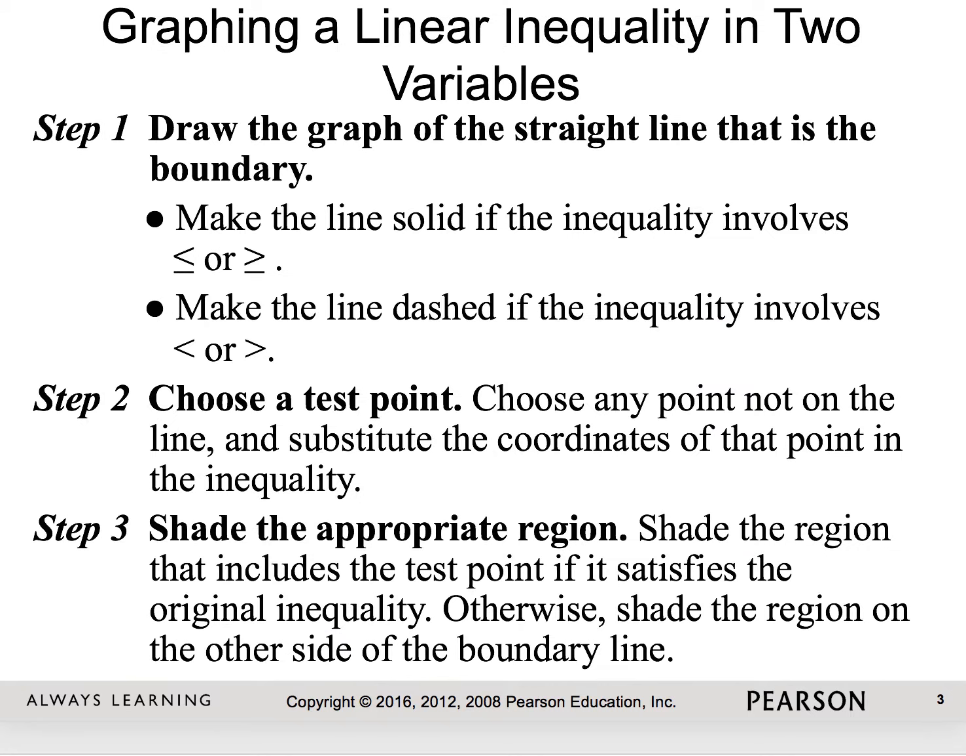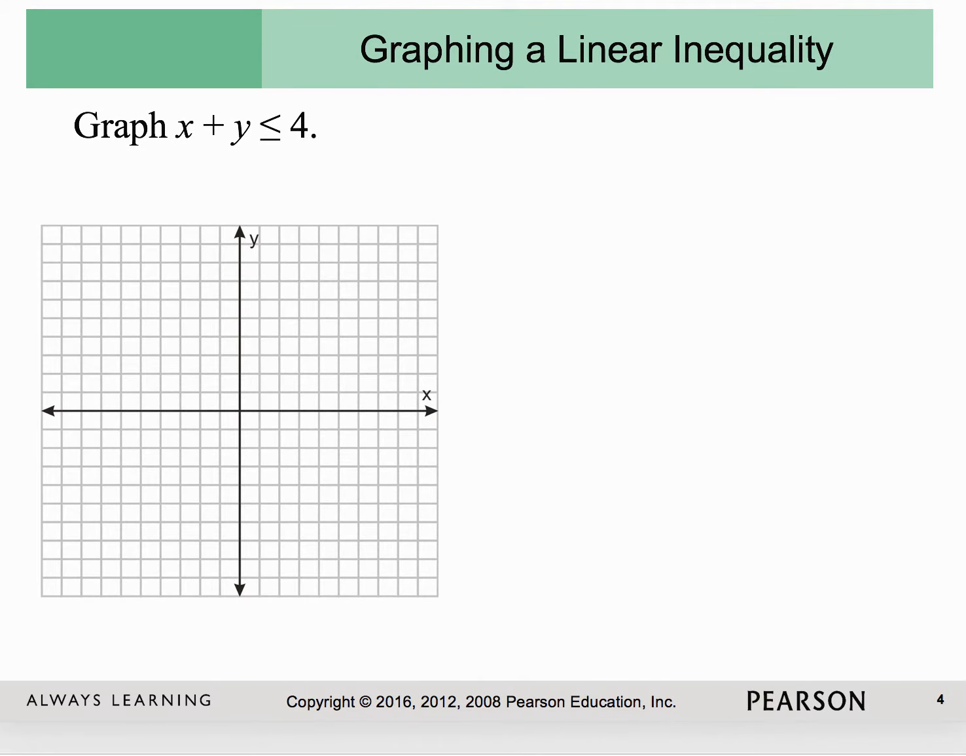Okay, so again, there's some steps if you want to pause it and read over that. I'm just going to jump right in. All right. Obviously it says graph, and there's a little grid there, so I know I'm graphing. But if it just said solve x plus y less than or equal to 4, my first thought is, oh, there's an x and a y. The only way I can solve that is draw a graph.